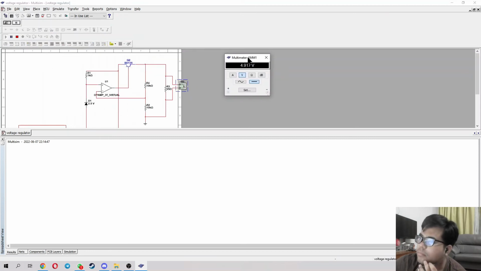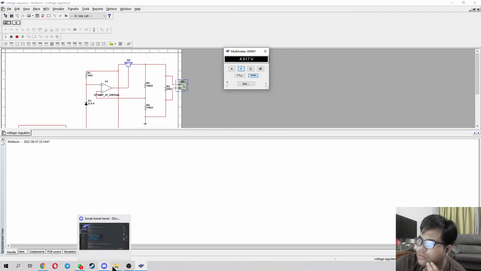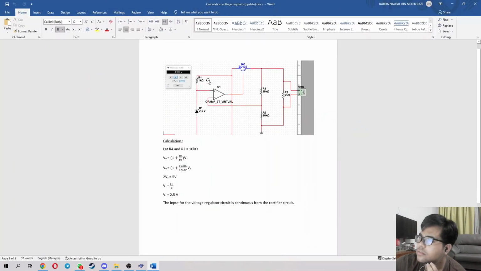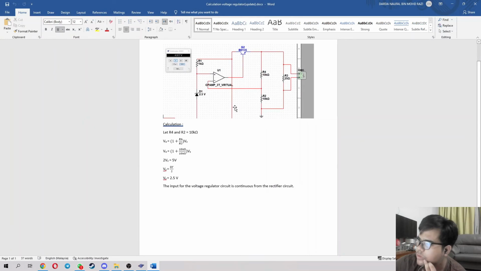So the output voltage that I get from the measured circuit is 4.917 volt. If you can see my calculation, here is my calculation for the shunt voltage regulator. As you can see here, this is the voltage output.